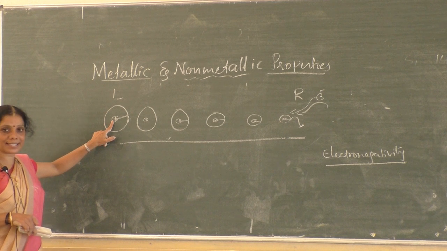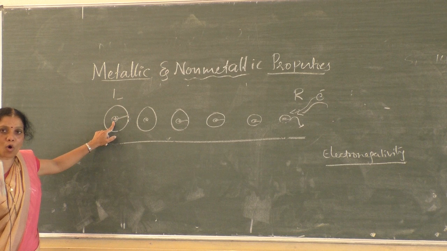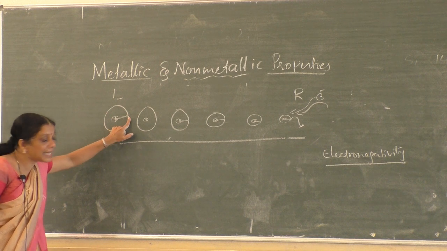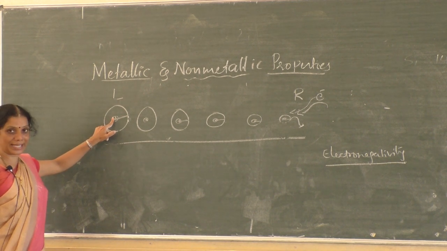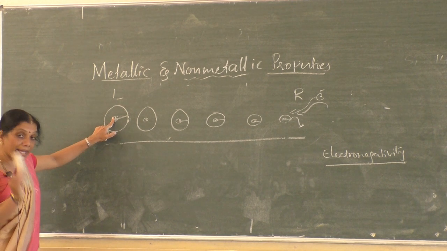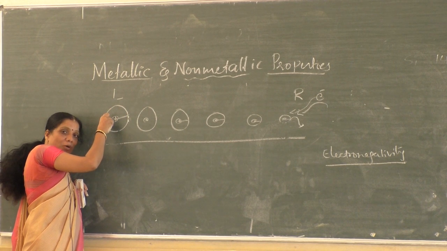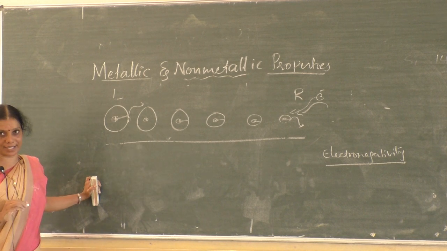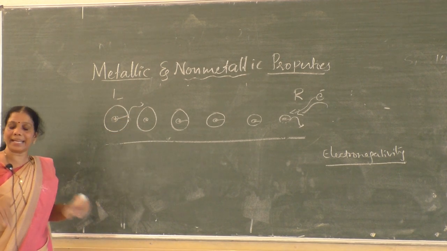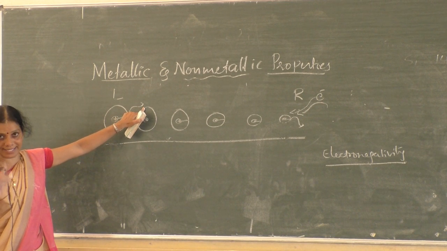This nucleus, that means the positively charged particle, cannot hold tightly the valence electrons which are far from what? Nucleus. Distance is more. Hence, the attractive force by the nucleus is less, so removal of electron, what happens? Easier. Very easily it can donate the electrons. Removal of electrons becomes easier.